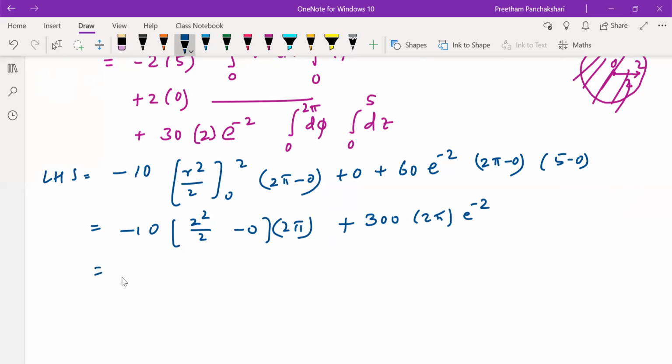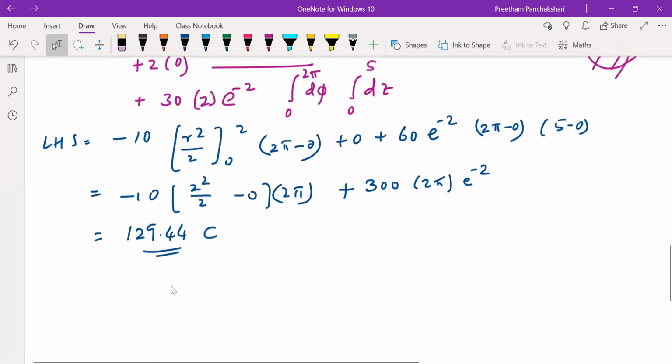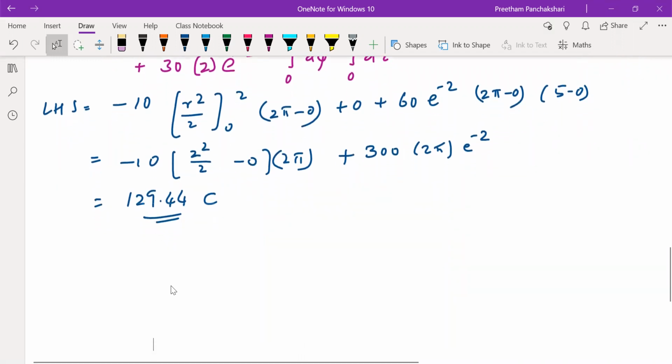So we can take a calculator and find the final answer here. Let us find out what it is. It is 129.44 coulombs. So the left hand side, the integration over the closed surface of the given cylindrical system, is completed.